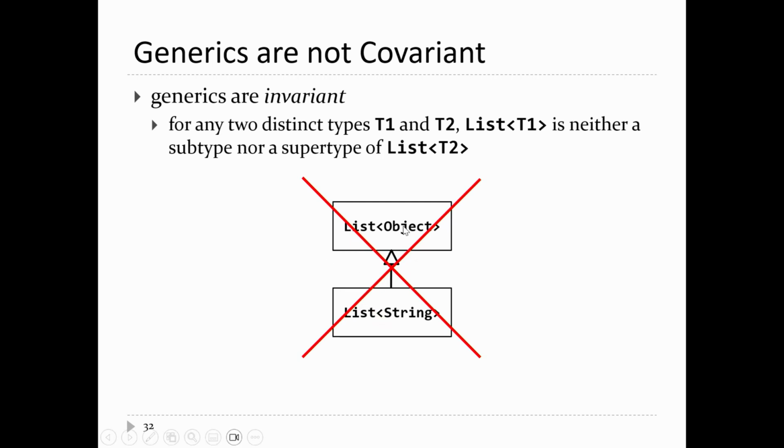So a list of string is not a list of object, right? A list of object is a list of object, a list of string is a list of string, a list of integer is a list of integer, right? So for any two distinct types, T1 and T2, there's no relationship between a list of type T1 and a list of type T2.